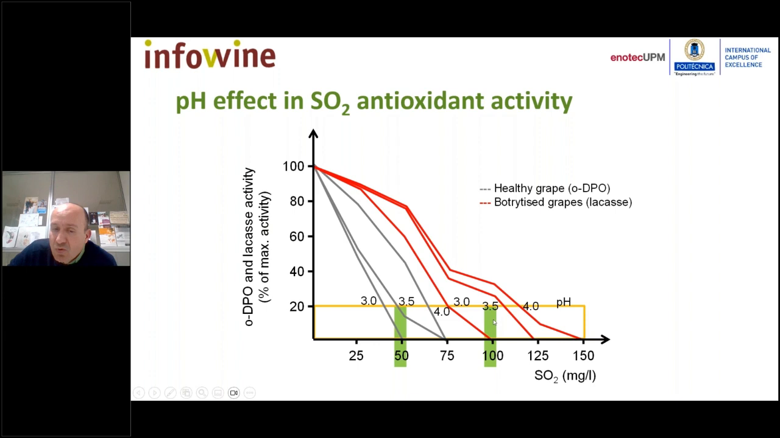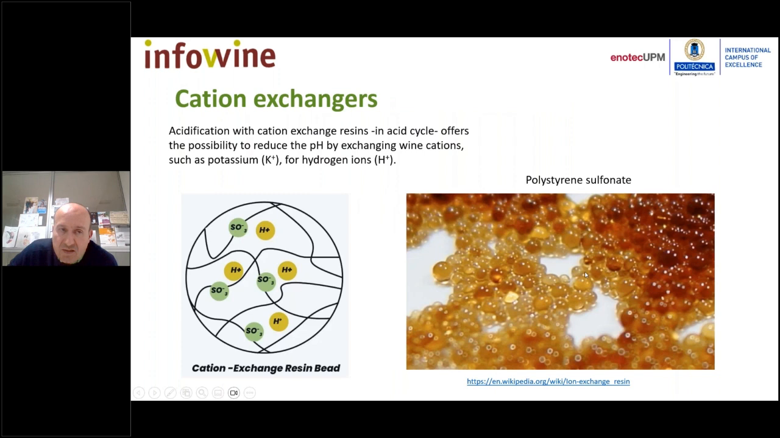The situation is much more extreme when we are working with botrytis-affected grape, and we need amounts quite close to 100 milligrams per liter. Even with 100 milligrams per liter, if the pH is higher than 3.5, the situation is quite uncontrolled. So the pH is strongly affecting the effectiveness of sulfur dioxide against microorganisms and in controlling oxidative processes.